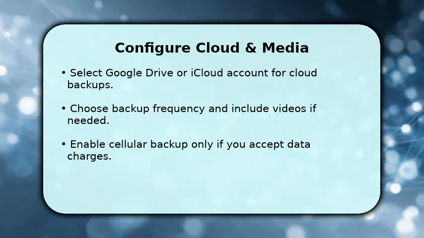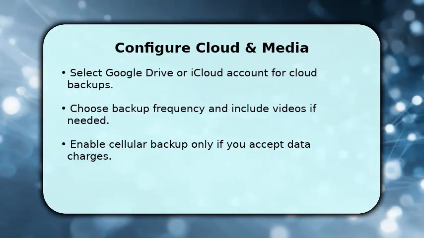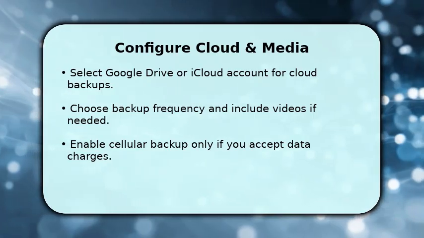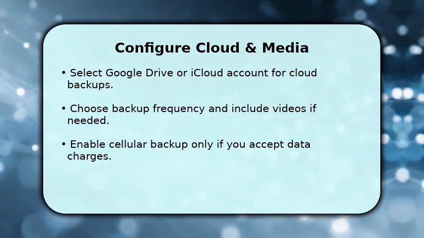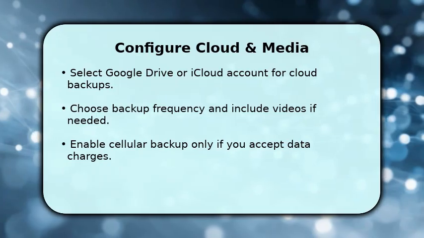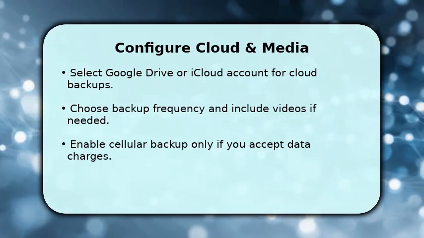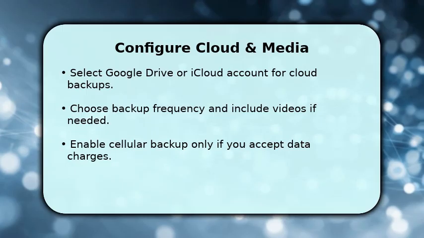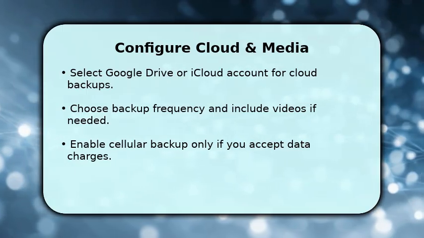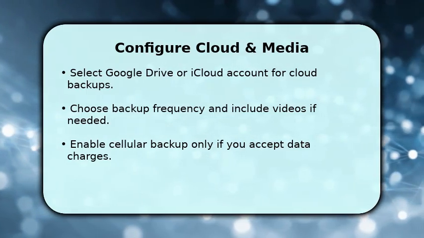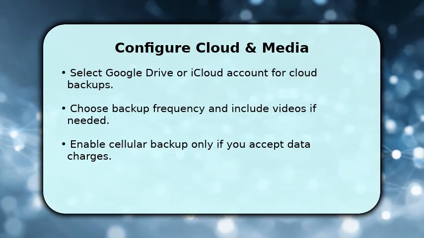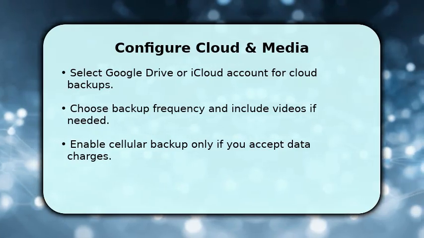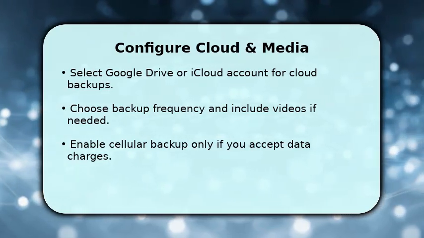You now choose where your backup lives and why that matters for restores. First, link your Google Drive or iCloud account. Without that link, there's nowhere to store chat histories. Then pick a frequency, daily, weekly, or monthly, so you balance storage and data usage. Make sure to toggle media inclusion if you want photos and videos saved. They greatly increase size. Lastly, decide if you permit cellular uploads. If you enable them, you accept potential data costs, so weigh convenience against expense.